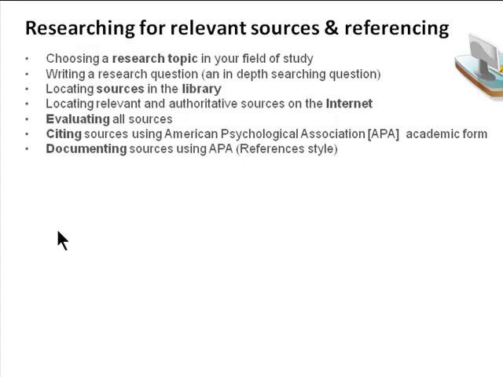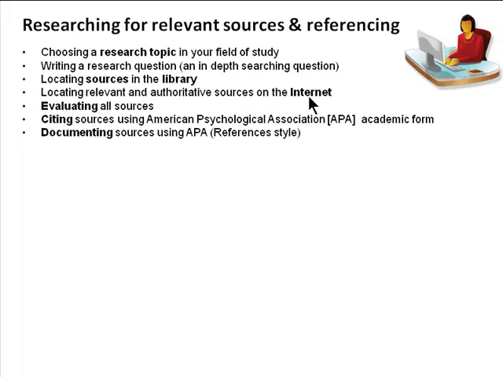What about researching for relevant sources? How do you find those sources and how do you reference them? Well, we're going to be going through a process of organizing our research paper. The first thing is we need to find a research topic in your field of study, and we'll start working on that right away. You then need to develop from that topic a research question that you'll be investigating. You're then going to look for sources in the library and on the internet that will help you answer your research question.